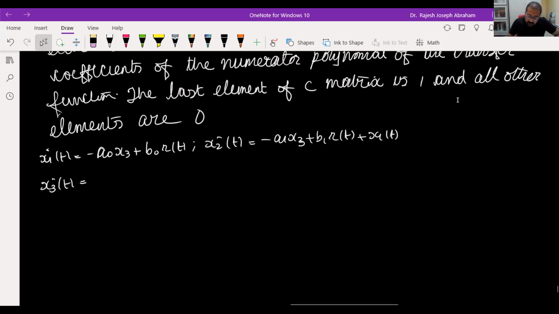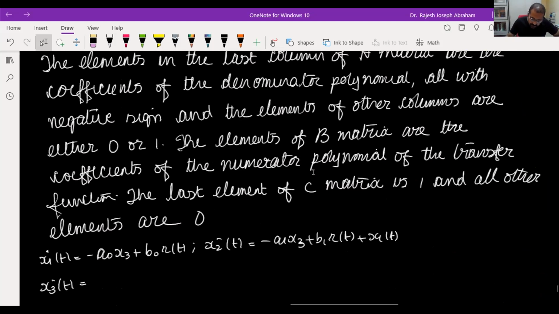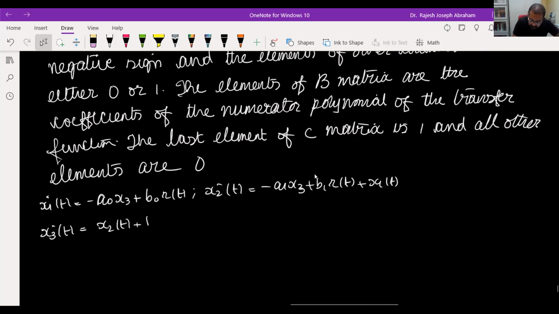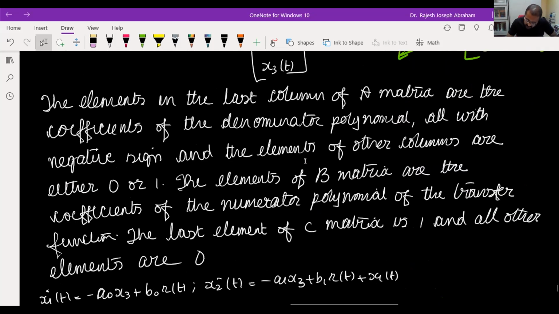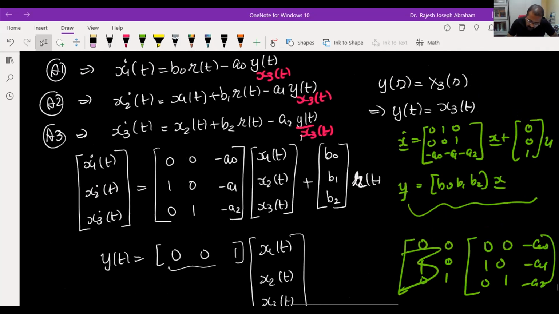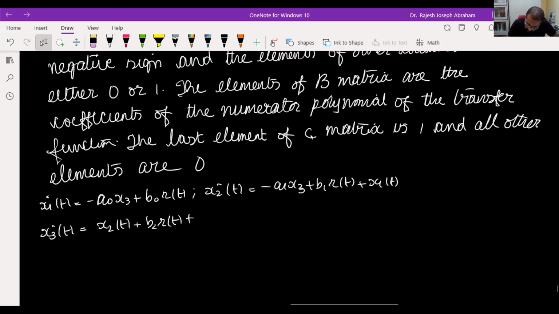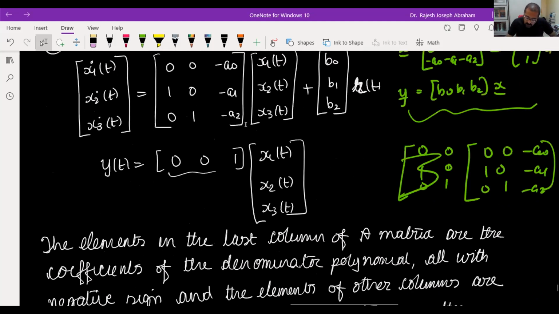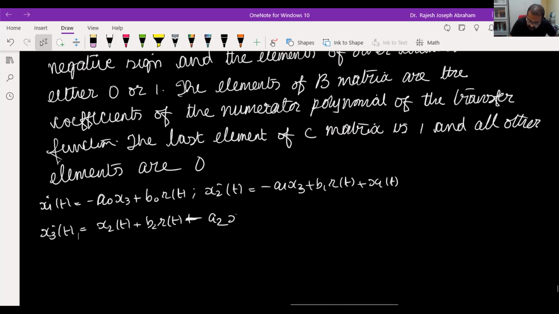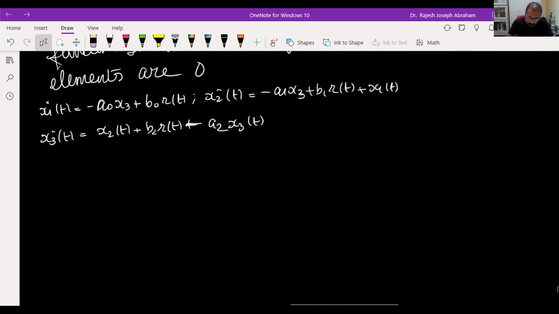And x3 dot will be equal to what? x3 dot is nothing but x2 plus b2 r of t, minus a2 x3. We will draw the state diagram for this representation. First we will start with this equation, with x1 dot. So x1 dot is here.